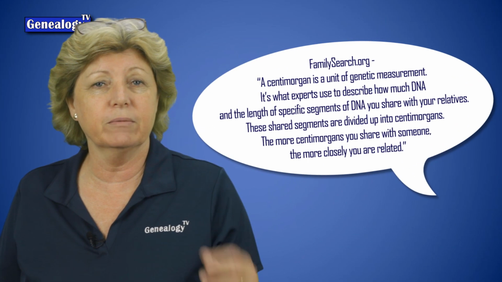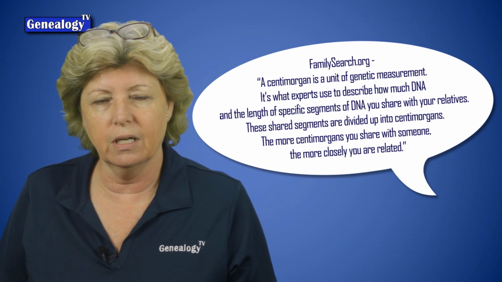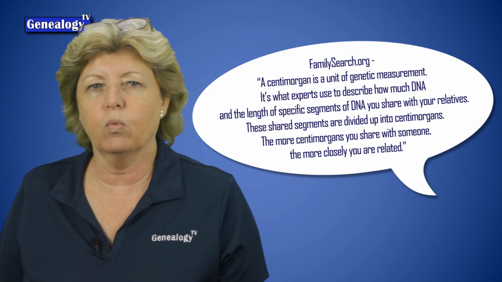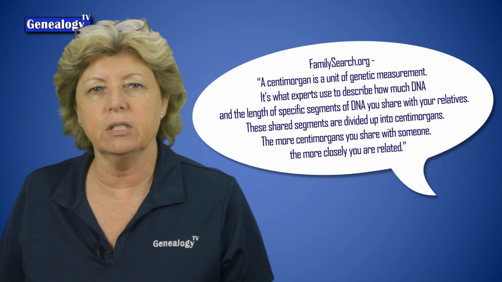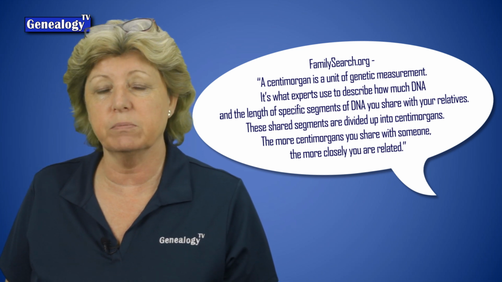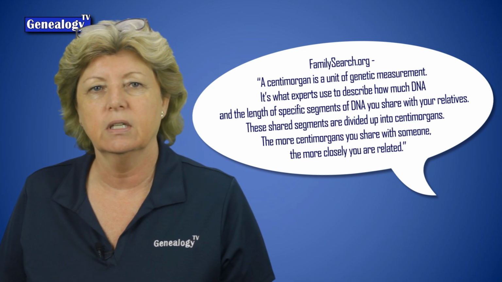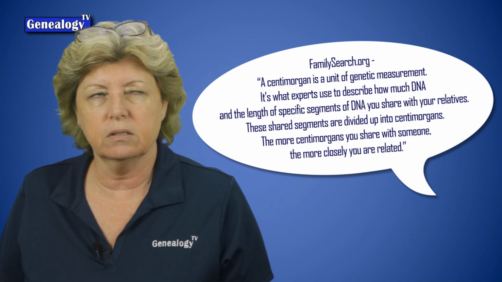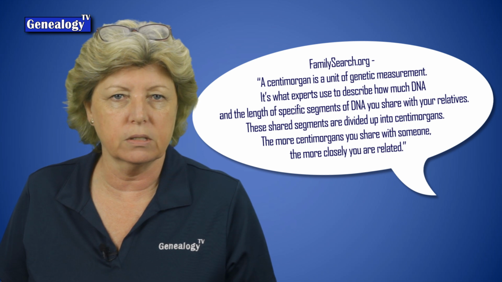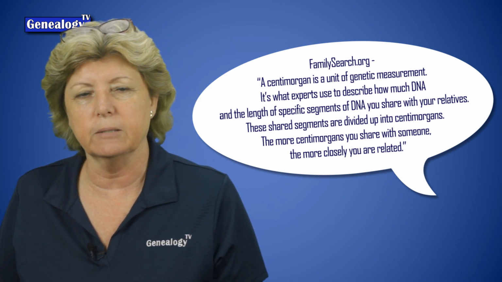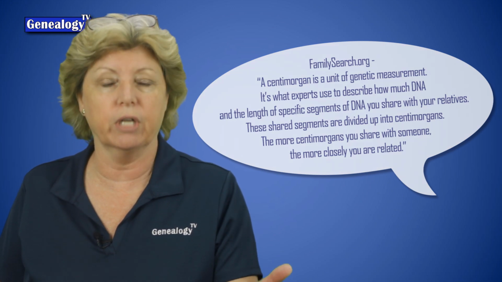All right, so FamilySearch has a little bit simpler definition, and they say a centimorgan is a unit of genetic measurement. It's what experts use to describe how much DNA, and the length of specific segments of DNA, you share with your relatives. These shared segments are divided into centimorgans. The more centimorgans you share with somebody, the more closely you are related. Again, so why should you care?